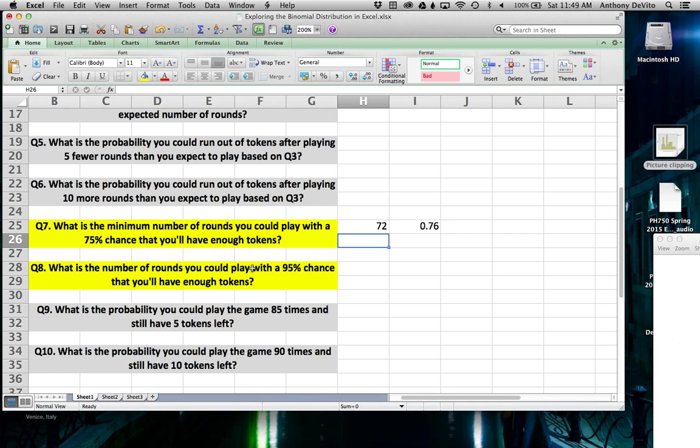Now, what is the number of rounds you could play to get with a 95% chance that you'll have a lot of tokens? If you want a 95% chance of not losing that 20th coin, then you really have to cut down on the number of rolls. Let's try 65. Now you have an 89% chance. How about 60? There you are. If you keep it down to 60 rolls, there's a 95% chance that you'll get to the 60th without losing your 20 tokens. Does that help at all?